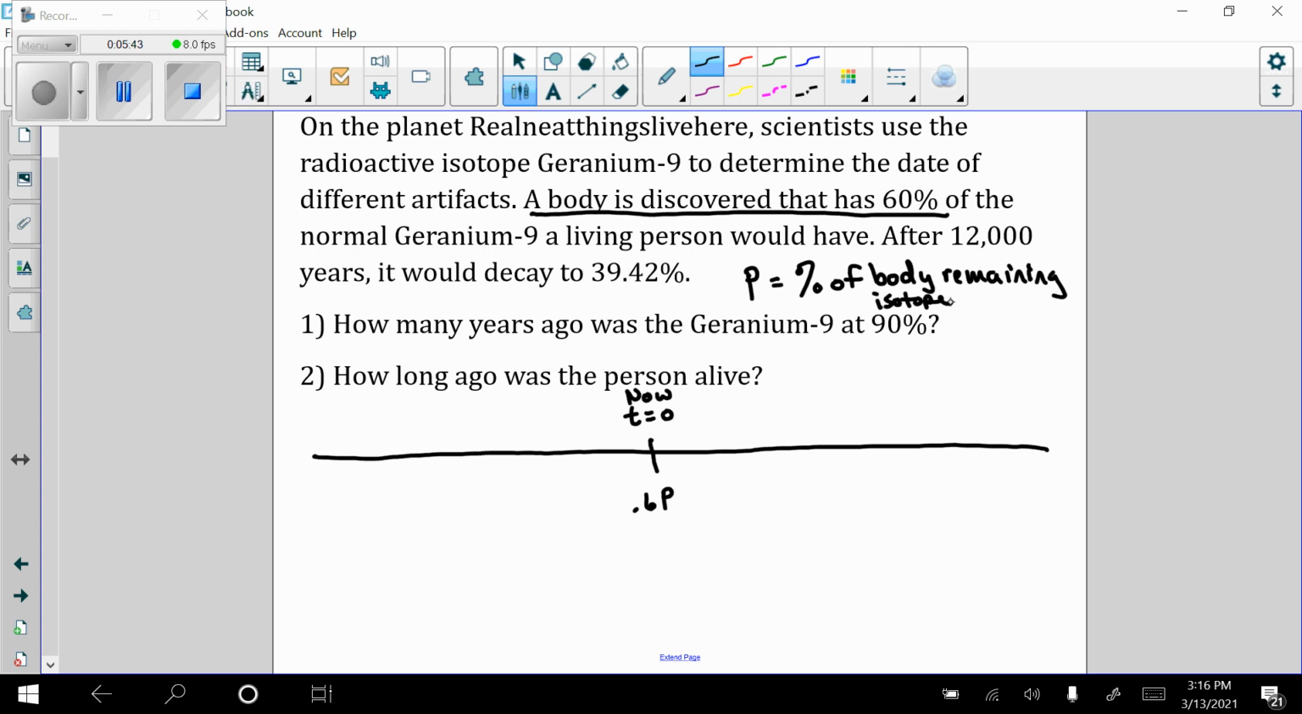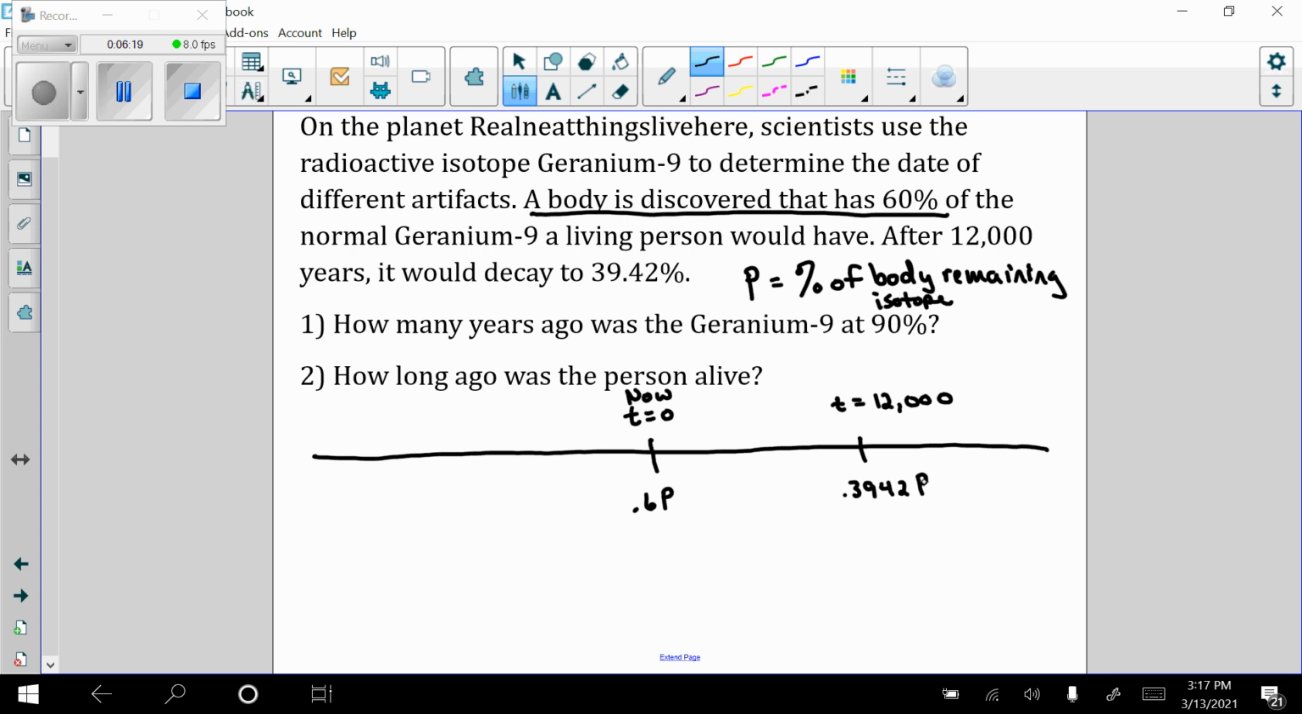Okay, so then it gives me the information that after 12,000 years, so after 12,000 years have passed, that isotope is going to decay to 39.42%. So as I move forward on my timeline, T is equal to 12,000. And at that time, I've got 0.3942 of the isotope remaining, or 39.42%.